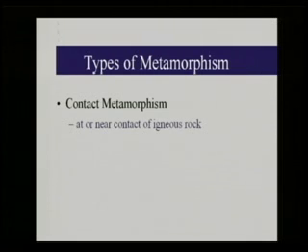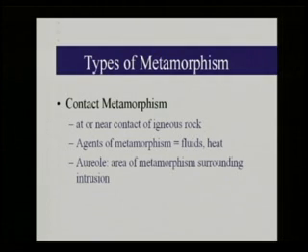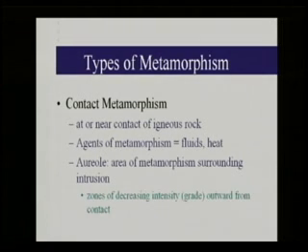Contact metamorphism occurs at or near the contact of igneous rock. In other words, that hot magma is coming up through country rock, and it essentially is baking the rocks that it is intruding into. The agents of metamorphism with contact metamorphism would be heat, primarily, and fluids, chemically active fluids. The resulting area of metamorphism is called an aureole, and as you might suspect, the intensity of metamorphism will decrease as you move farther and farther away from the contact of that igneous intrusion.